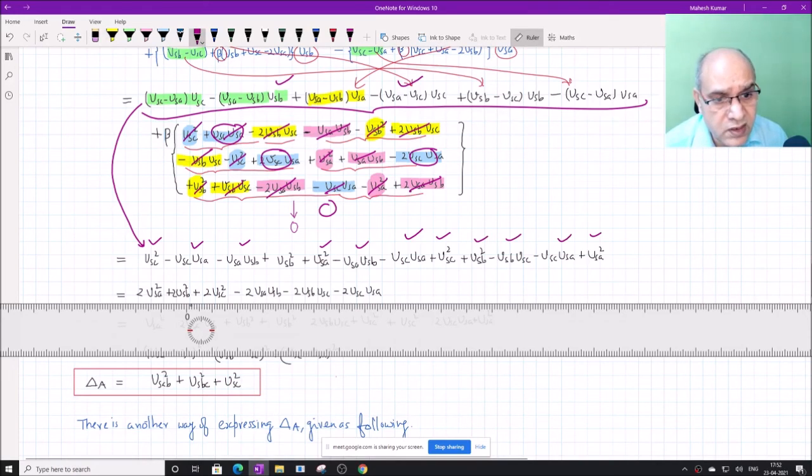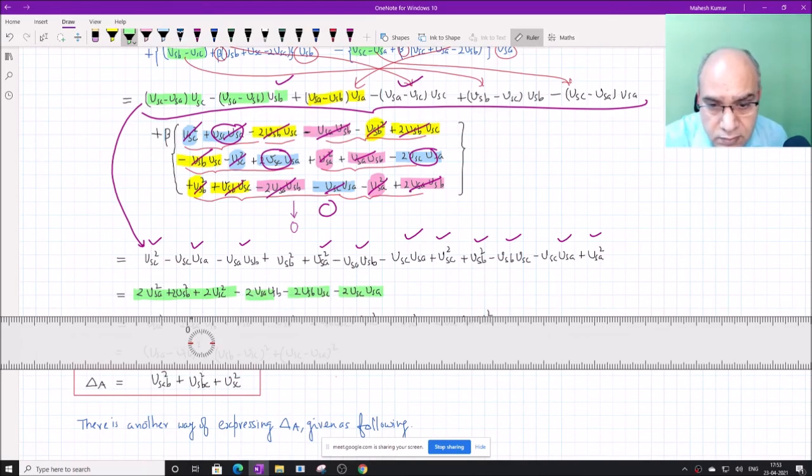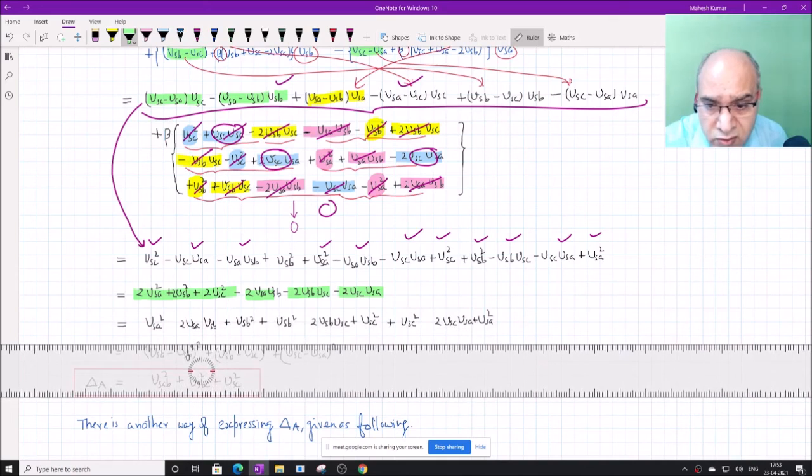If we collect the different terms together, square terms and multiplication terms together, then you see it becomes 2 VSA square plus 2 VSB square plus 2 VSC square minus 2 VSA VSB minus 2 VSB VSC minus 2 VSC VSA. There is some symmetry. We can work that out. What we will do is collect the coefficients separately. So minus, this is minus, this is minus.